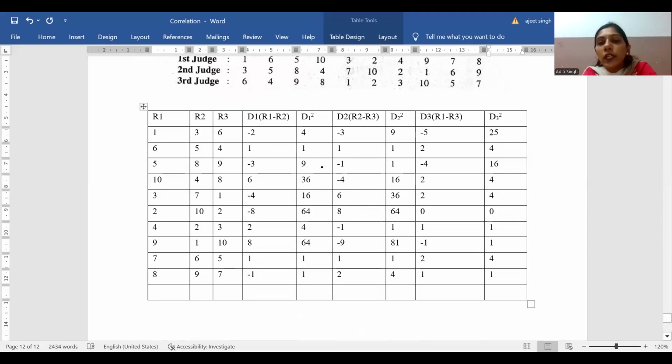So this is how we calculate the difference when we have three variables given. We have to calculate the difference for all three variables. Now we have to calculate the sum of D1 square, D2 square and D3 square. Let's first calculate the sum of D1 square.